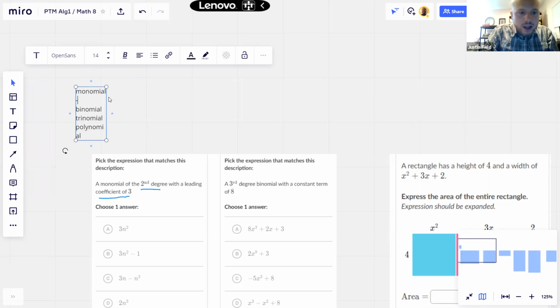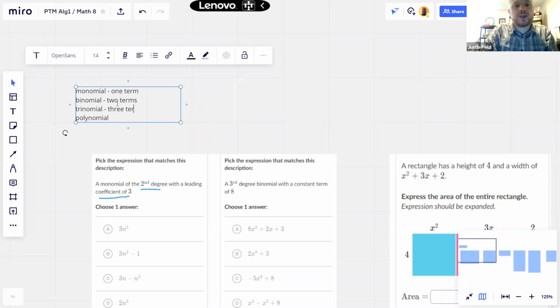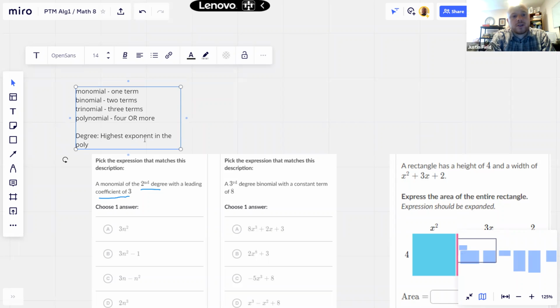It has one term. So what do you think a binomial is? It has 2 terms. And we talked about what terms are. Trinomial has 3 terms. And a polynomial has 4 or more. Okay, so that's what that is. Degree is the highest exponent in the polynomial. Easy, but you wouldn't know that unless you knew that, right? Can't guess what the degree is the way you could probably guess what a binomial is.